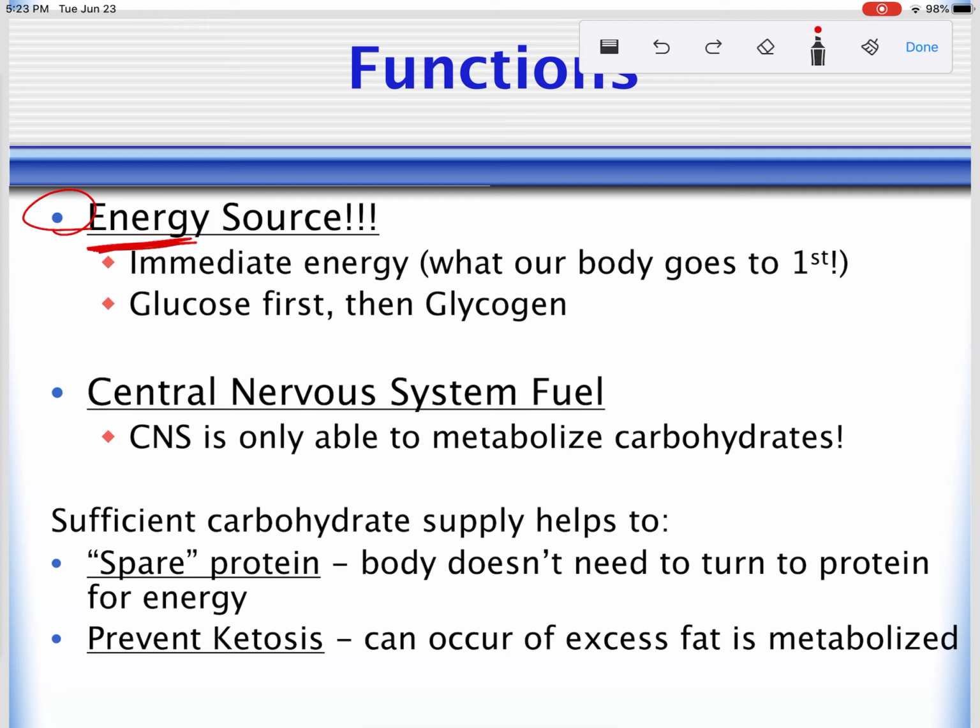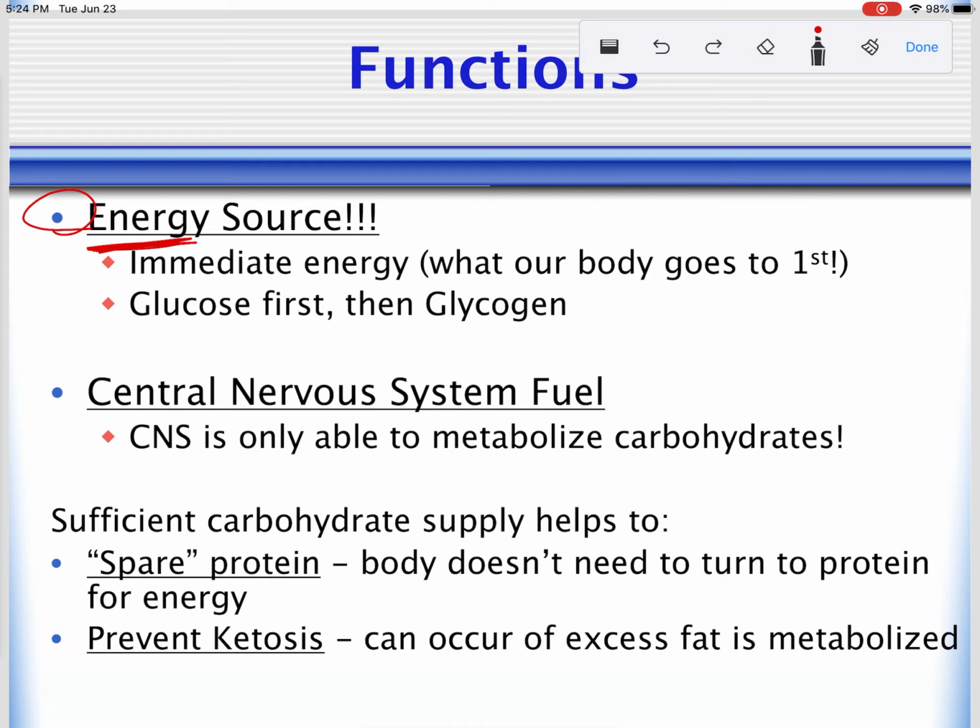Carbohydrates serve as a great energy source for our cells. We have billions of cells, too many to count. And every one of those cells in your body, be it a muscle cell, a nerve cell, a skin cell, needs fuel, it needs energy so it can keep doing what it needs to do. And one big energy source is carbohydrates.